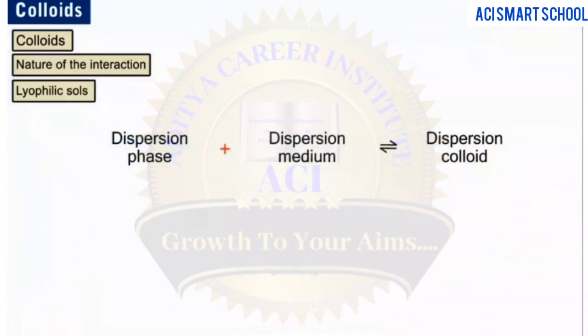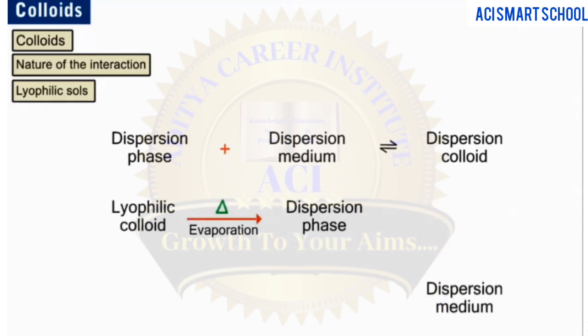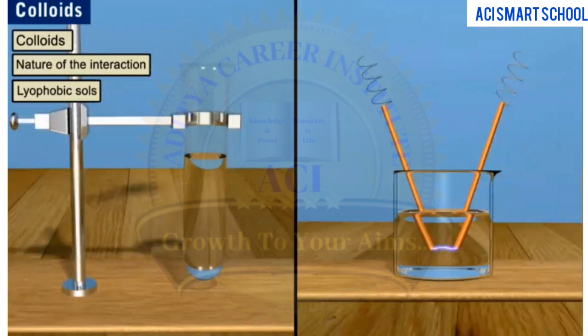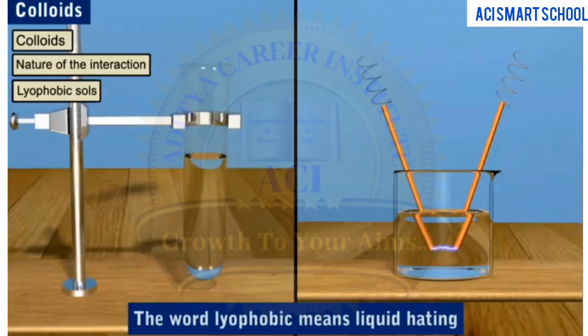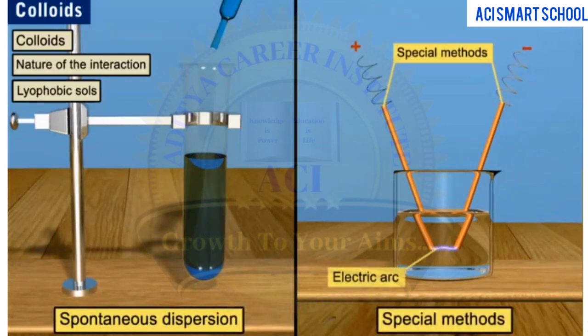An important characteristic of lyophilic colloids is their reversible nature. That is, if the dispersed phase is separated from the dispersion medium, for example, by evaporation, then the sol state can be achieved again by simply mixing with the dispersion medium. Let us now discuss the second category of colloids, lyophobic colloids. The word lyophobic means liquid-hating. Lyophobic colloids cannot be formed by spontaneous dispersion in the medium, but can be prepared only by special methods.